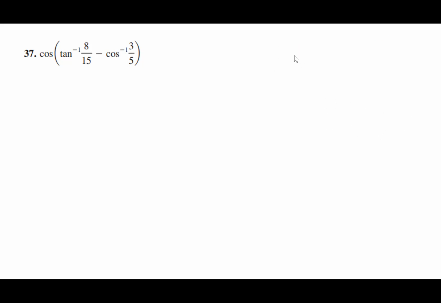We're going to draw these angles. So inverse tangent 8/15, that triangle is going to look like this. It's in the first quadrant. It has a tangent of 8 over 15, so opposite over adjacent. And if you use the Pythagorean theorem, the hypotenuse is 17. So I'm calling that angle A just so it'll have a name.